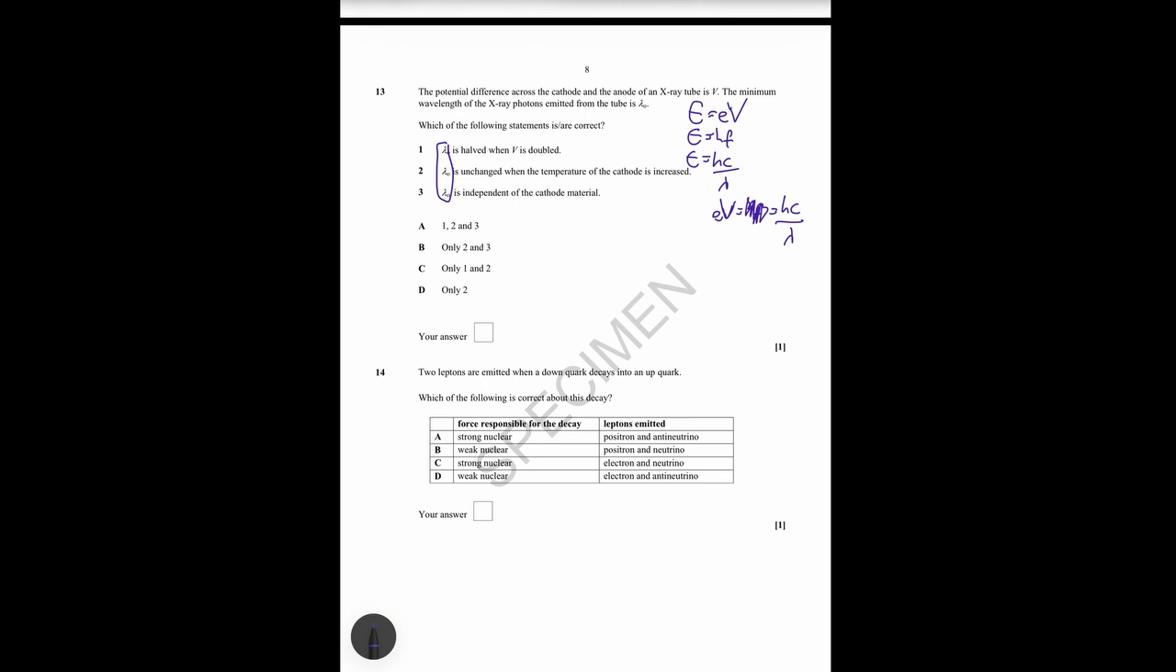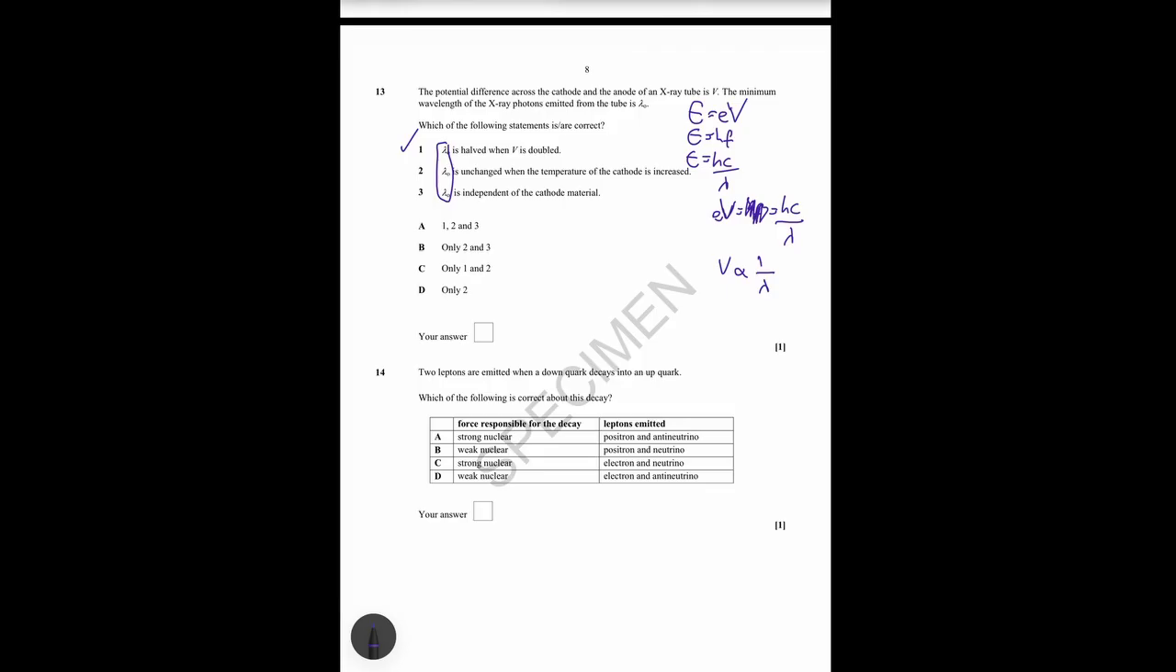let's have a look. It says the minimum wavelength is halved when V is doubled. So I can see here, well, e is constant, h is constant, c is constant. Therefore, the relationship is that V is proportional to 1 over lambda. So it's inversely proportional, so yeah, this one's going to be true.